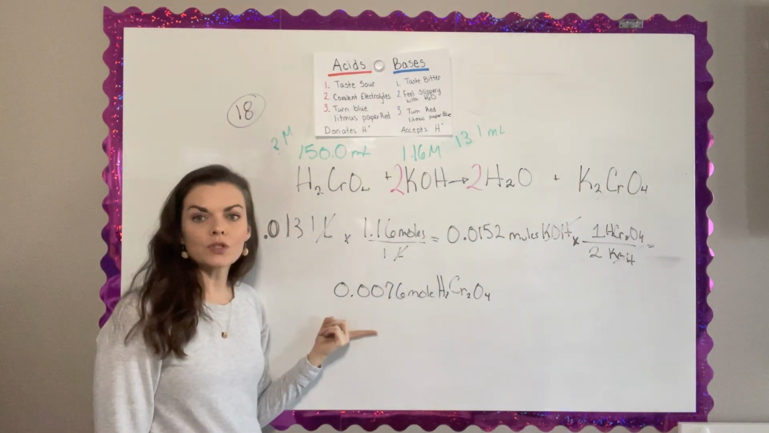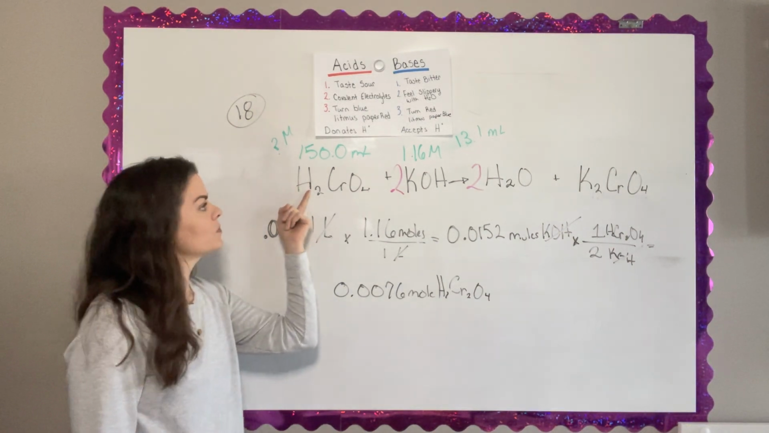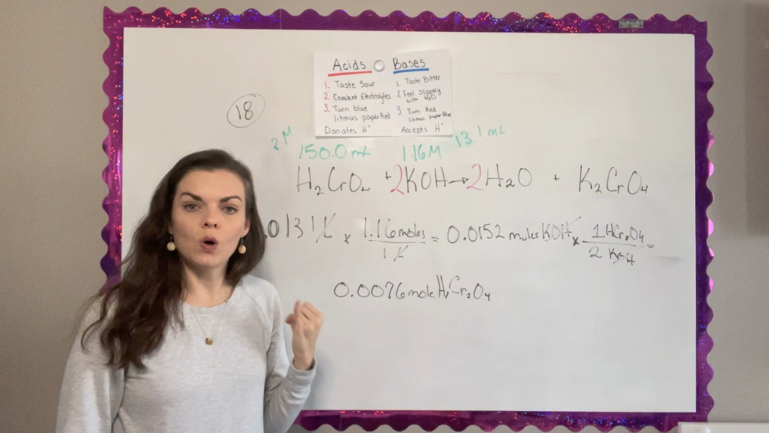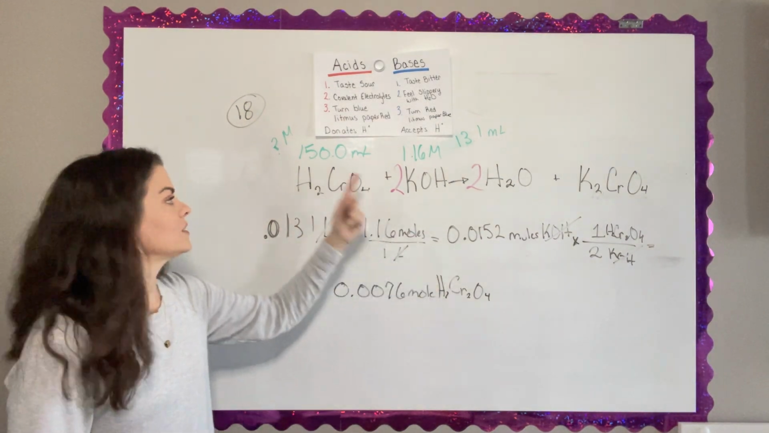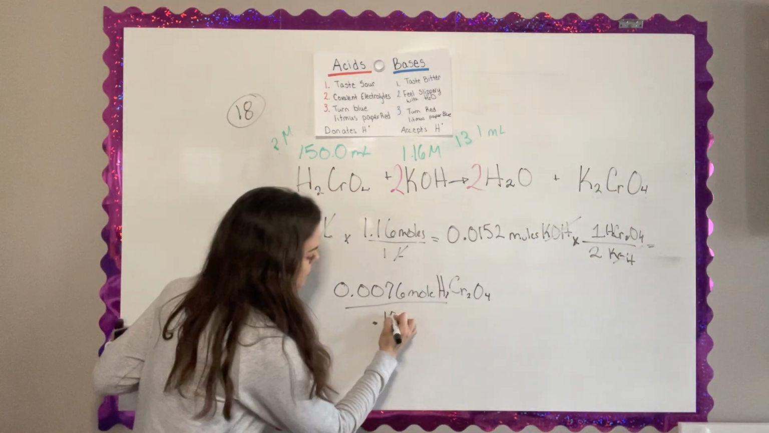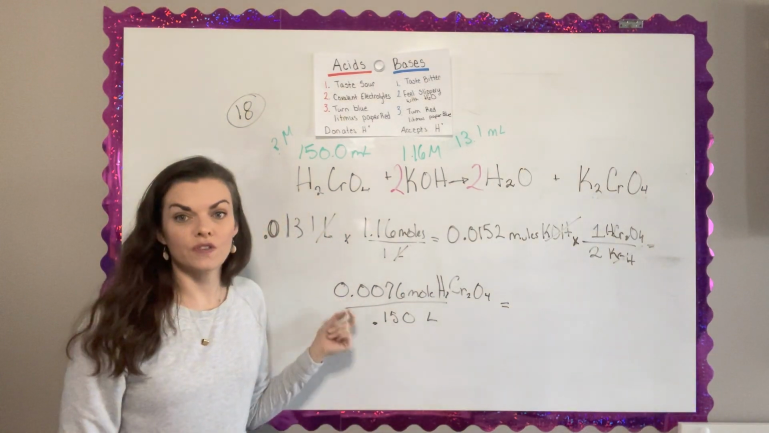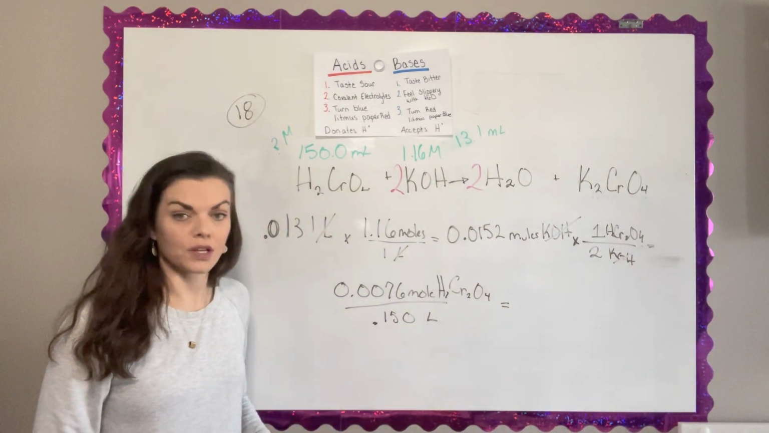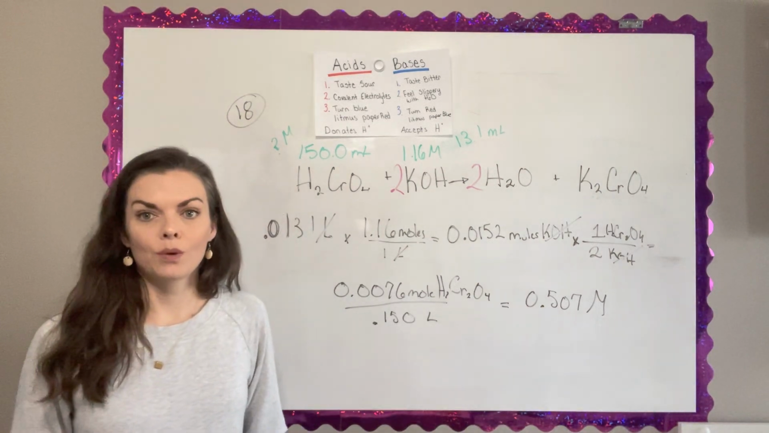So now that I'm in moles of the acid, the question is actually asking me for the molarity of this. So to find molarity, I need moles and I need liters. Well, I actually have moles and I have milliliters, so I can actually make liters. 0.150 liters. So you're just going to do the division in your calculator and you'll get the molarity. And when you do the division, you get 0.507 molar.